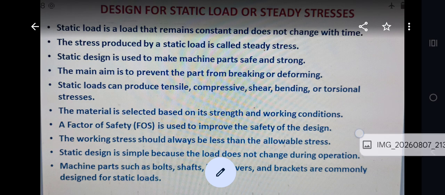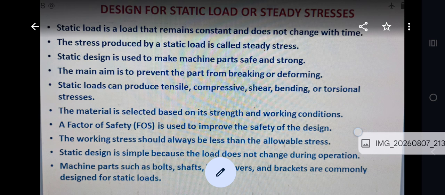The fourth one is bending stress. When a beam or shaft bends due to an applied load, bending stress is developed. Example, a simply supported beam carrying a load. That is the best example for bending stress. Fifth one is torsional stress. When a shaft is subjected to torque, torsional stress develops. Example, power transmission shaft.